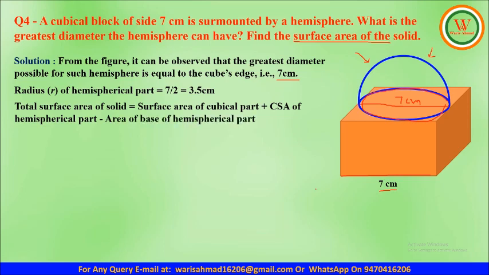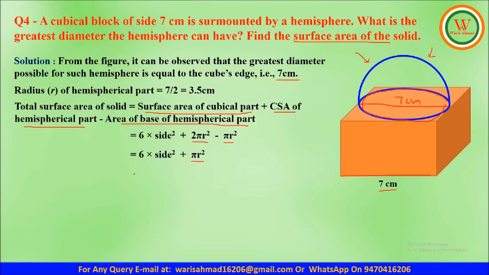After that, we can write the formula for all these. Since the surface area of the cubical part will be equal to 6 into side square. Second one, CSA of hemispherical part will be equal to 2 pi r square. Area of base of hemispherical part will be equal to pi r square. So here we can write 6 into side square plus 2 pi r square minus pi r square. After solving this one, we can write 6 into side square plus pi r square. 2 pi r square minus 1 pi r square will be equal to pi r square.